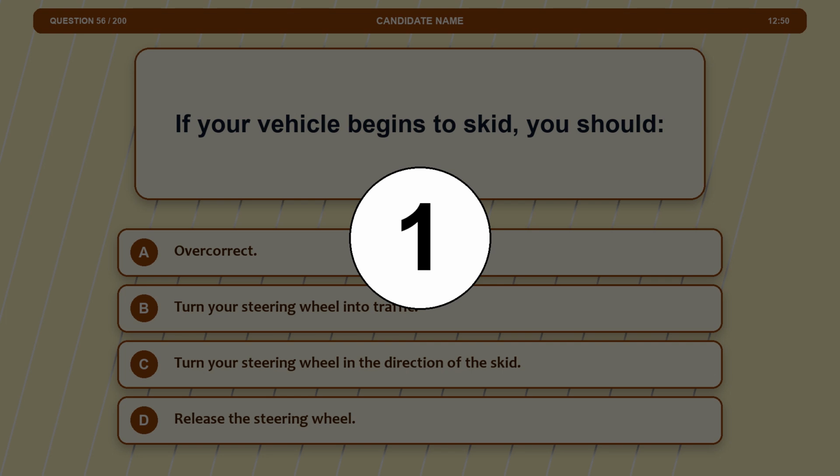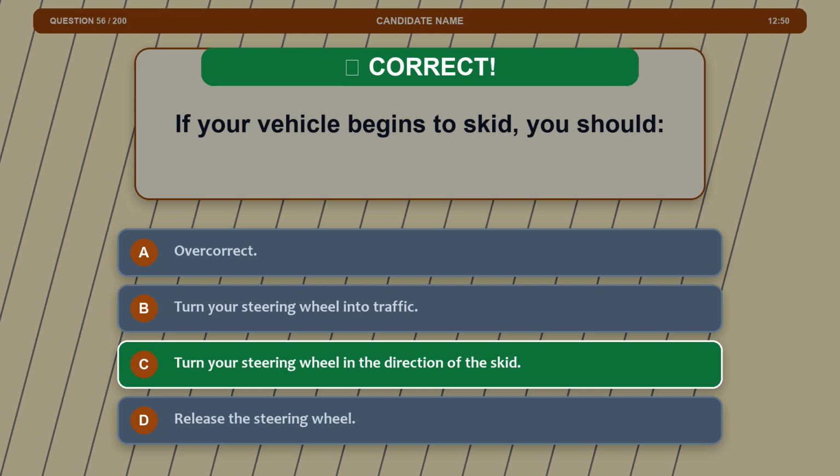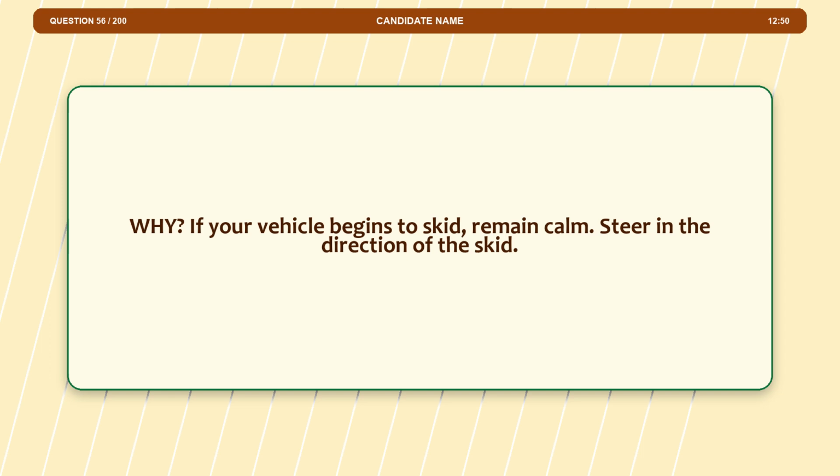The correct answer is option C, turn your steering wheel in the direction of the skid. Explanation. If your vehicle begins to skid, remain calm. Steer in the direction of the skid.